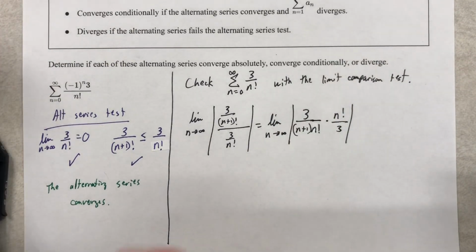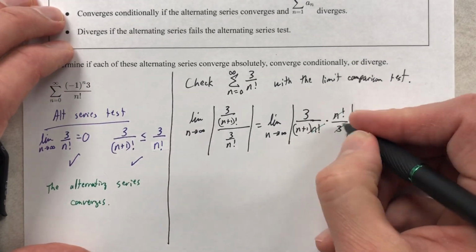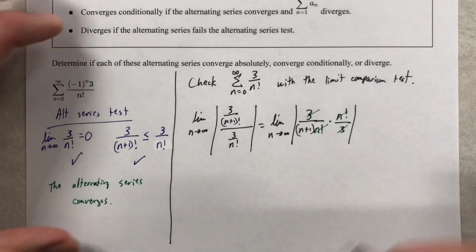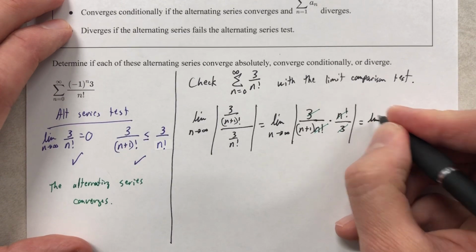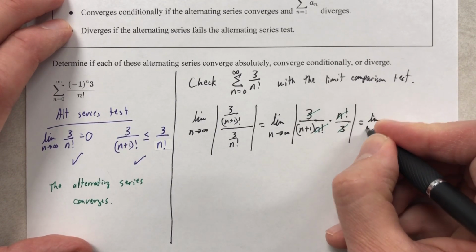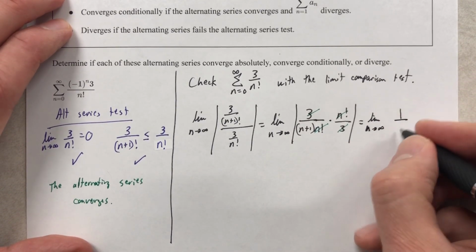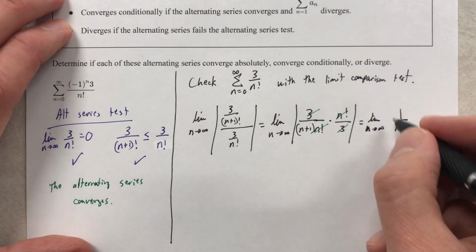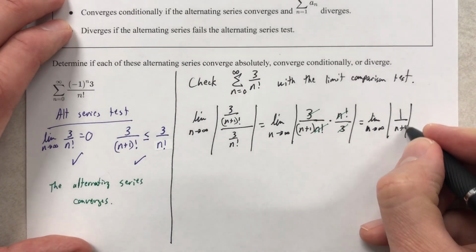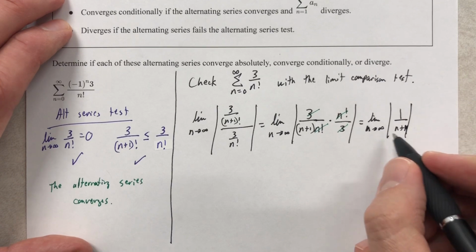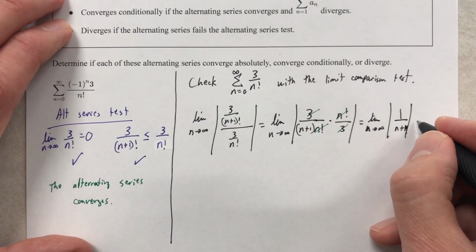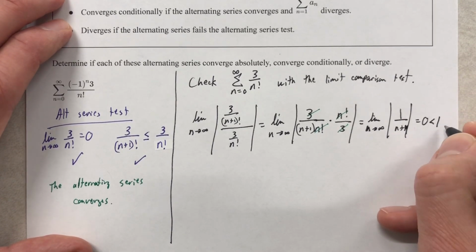There we go. Oh my goodness, look at all that stuff that cancels out. Cancel, you're canceled. Mathematical cancel culture. There we go: 1 over n plus 1. This has no risk of being negative, but we'll put the bars anyway. All right, as n approaches infinity, this thing approaches 0, which is less than 1.